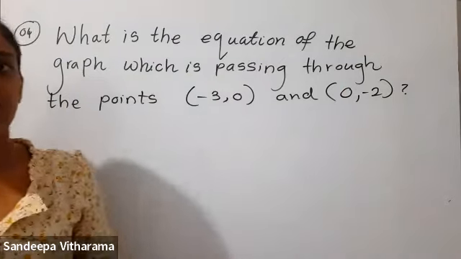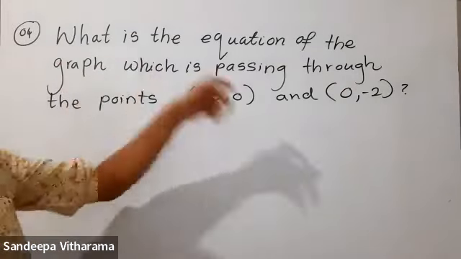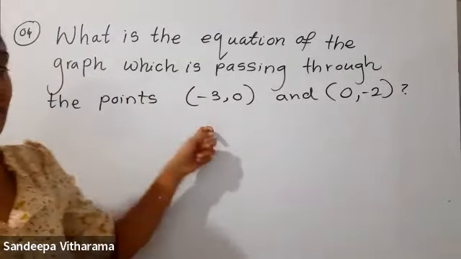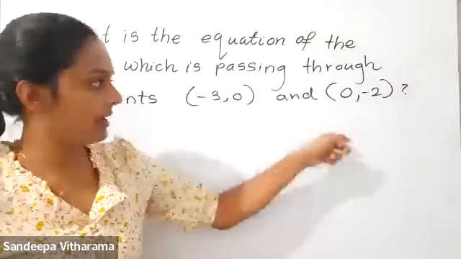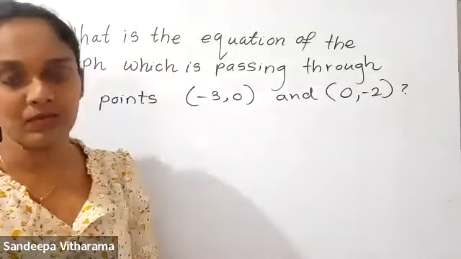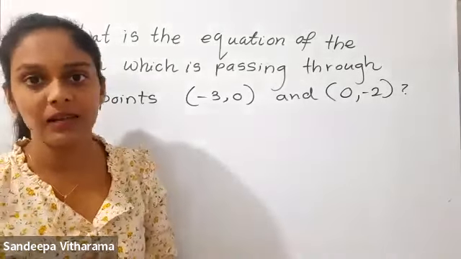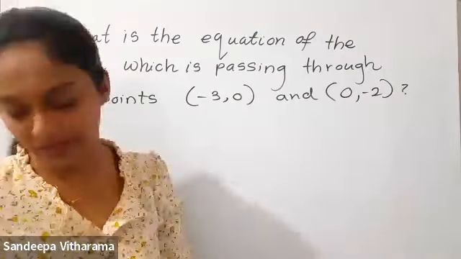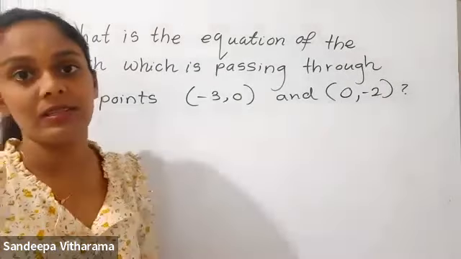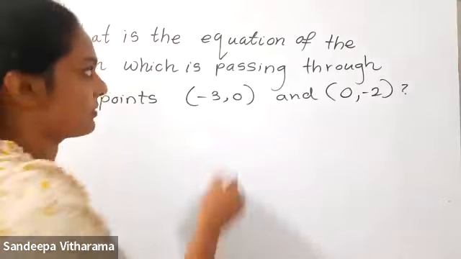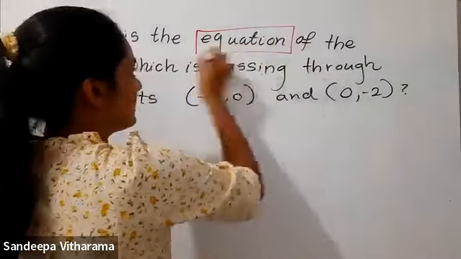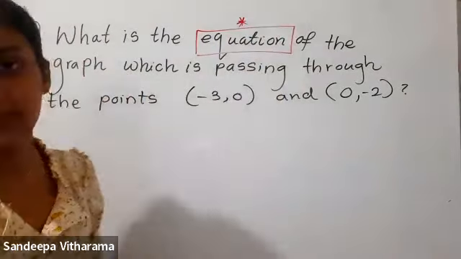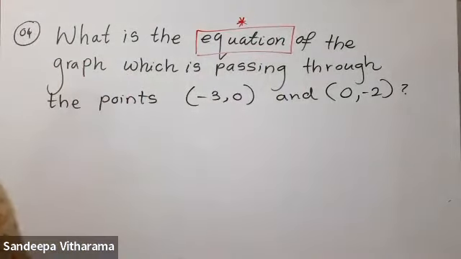Now they ask to write the equation of the graph which is passing through the points minus 3, 0 and 0, minus 2. Then you know that to write the equation of a graph we need the gradient and the intercept. Please find the answer and tell me what you see.